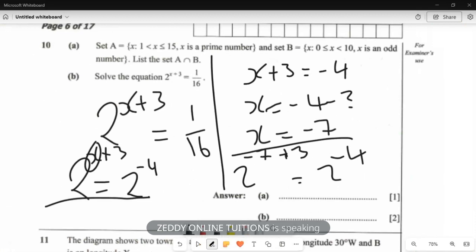What is negative 7 plus 3? Is it not negative 4? So 2 to the power negative 4 is equal to 2 to the power negative 4, which has proven it, right? You've proven it, right? Can I rub? Anybody who is behind, we need to move to the next question.